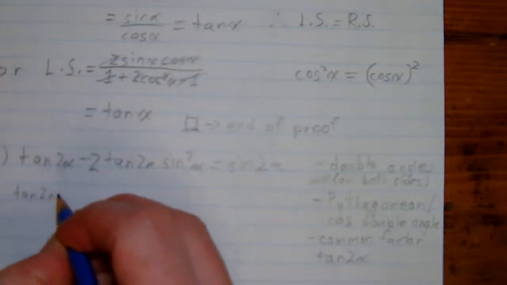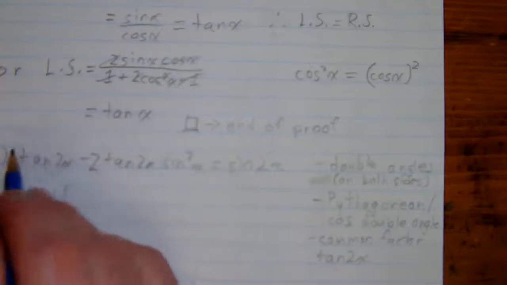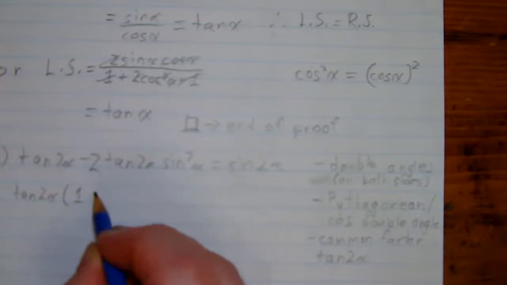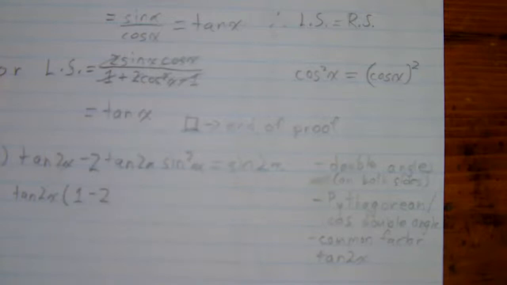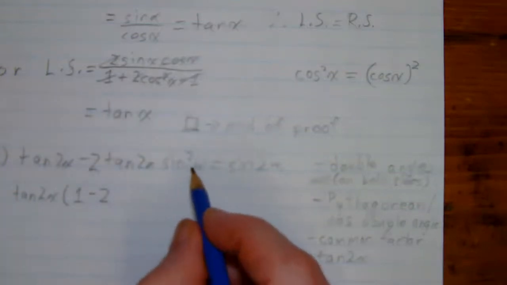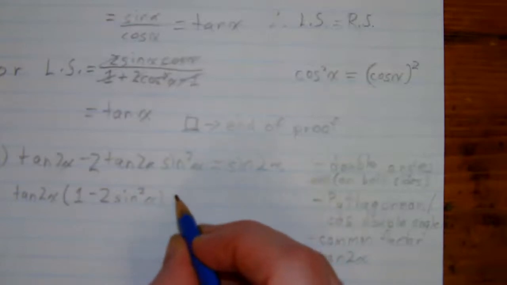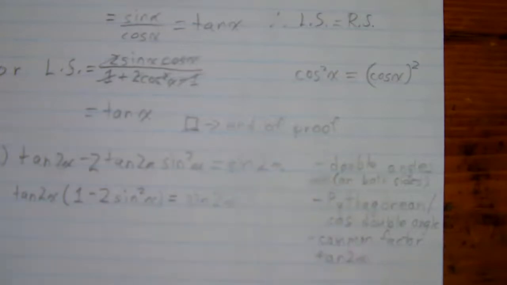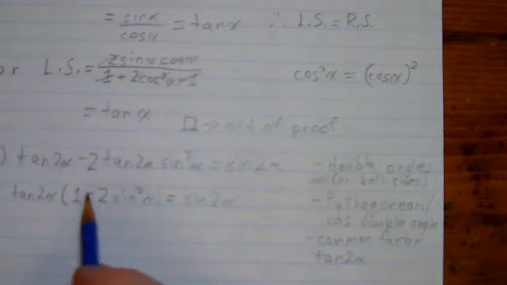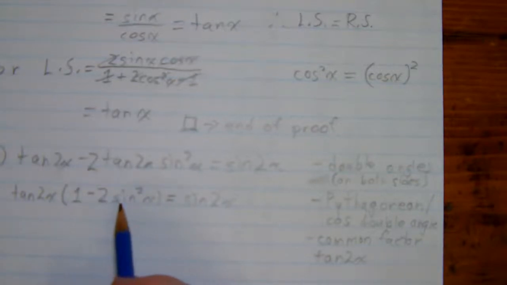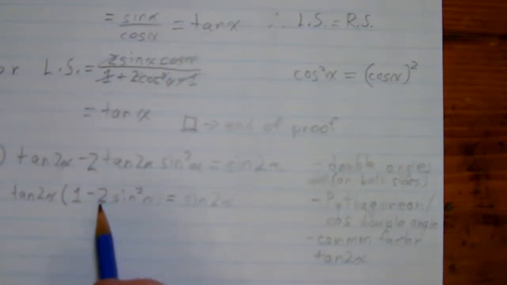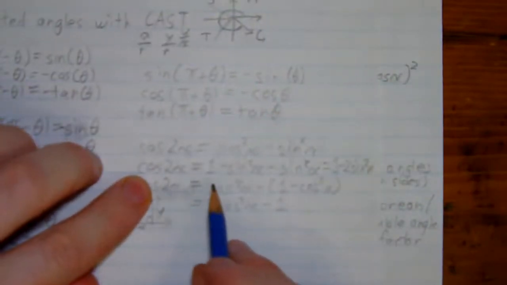So tan 2x times, well, this was just tan 2x, so that's just a 1. Here we had negative 2. We took out the tan 2x, so we have sine squared x left. And we have that equals sine 2x. Okay, well, this is really good news because 1 minus 2 sine squared x is exactly our cosine double angle formula.